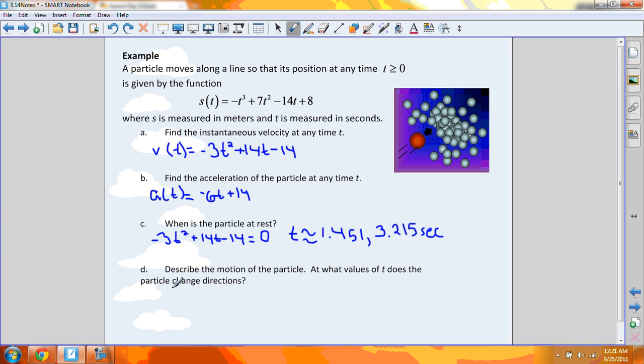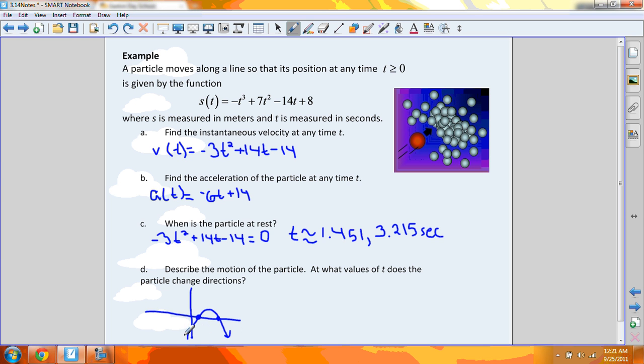Okay, so describe the motion of the particle. At what values of t does the particle change direction? Well, it changes direction whenever my velocity function changes direction, right? So let's take a look at our velocity function. Well, I know it's 0 at 1.451, and then I also know that it's 0 at 3.215. Well, now it's a parabola, so therefore it's either looking like this or like this. Well, how do we know if it opens up or down? My leading coefficient is negative, so it's going to look like this.